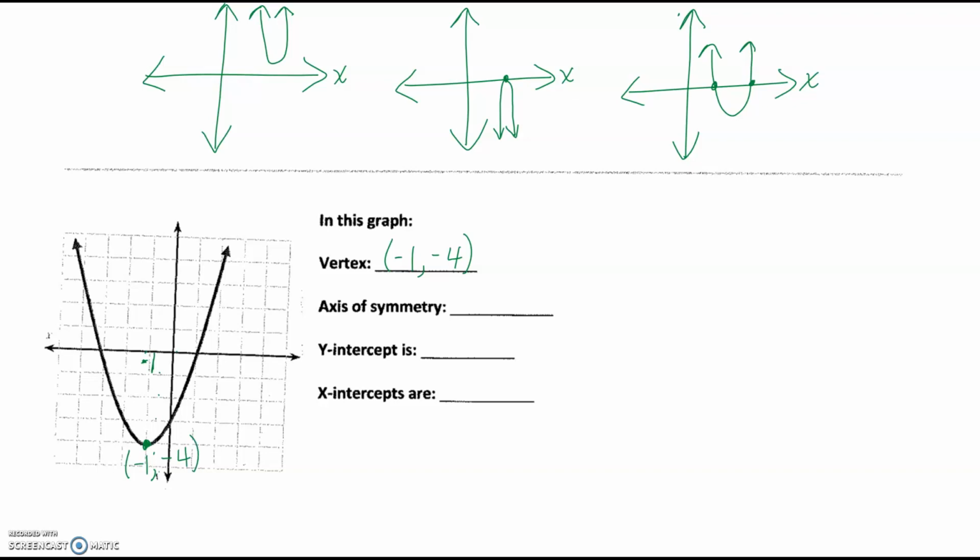The axis of symmetry is always the x coordinate of your vertex.